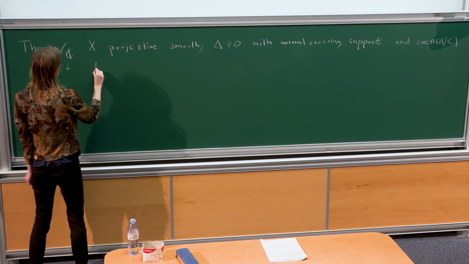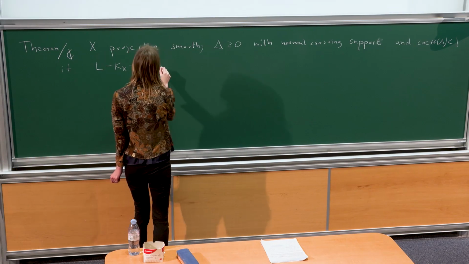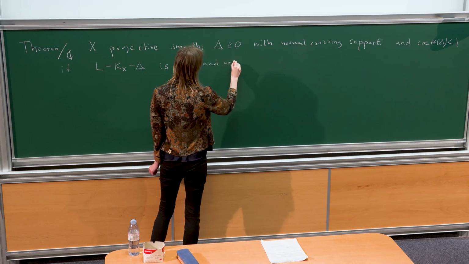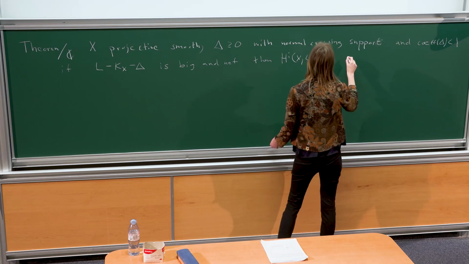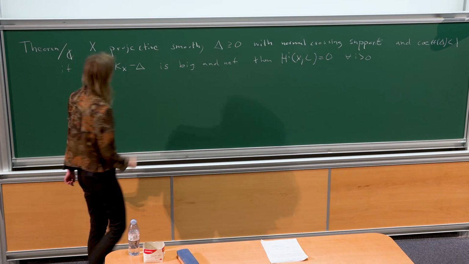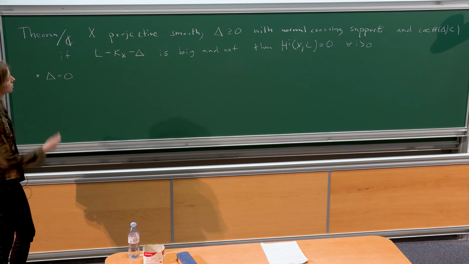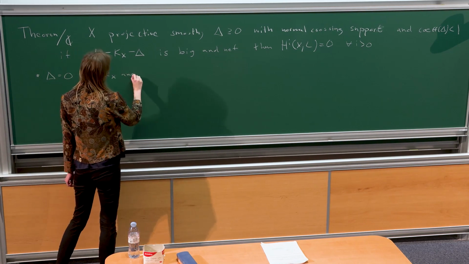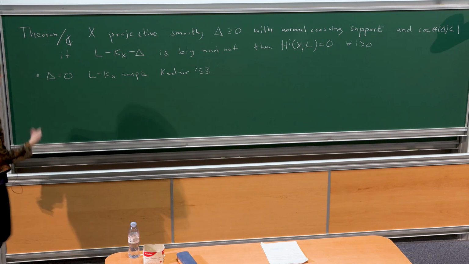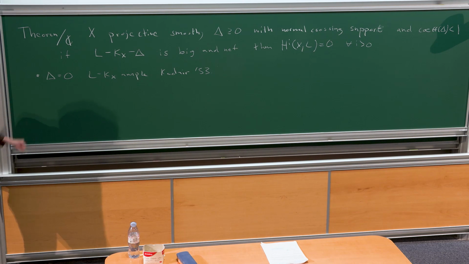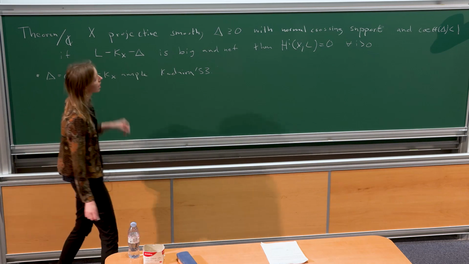And if we have a divisor L that satisfies that L minus K_X minus delta is big enough, then all higher cohomology of L vanish. Okay. And so there is, of course, a version of this where if we have no divisor and L minus K_X is ample, then this is due to Kodaira. And we usually call this version, which has no divisor here, Kodaira vanishing. And this version where we allow for this extra divisor, Kawamata Viehweg vanishing.